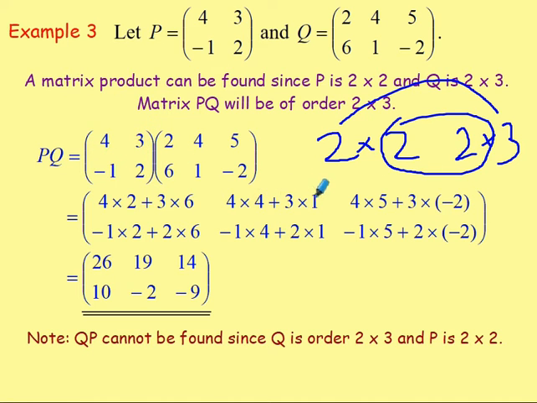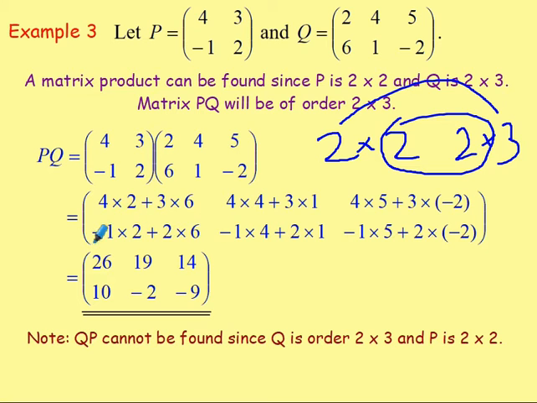To work out this entry here, which is in the first row in the second column, multiply the first row by the second column. So 4 times 4, add on 3 times 1. For this entry here, which is in the first row in the third column, you multiply the first row by the third column. So 4 times 5, add 3 times negative 2. You want to keep going with that.